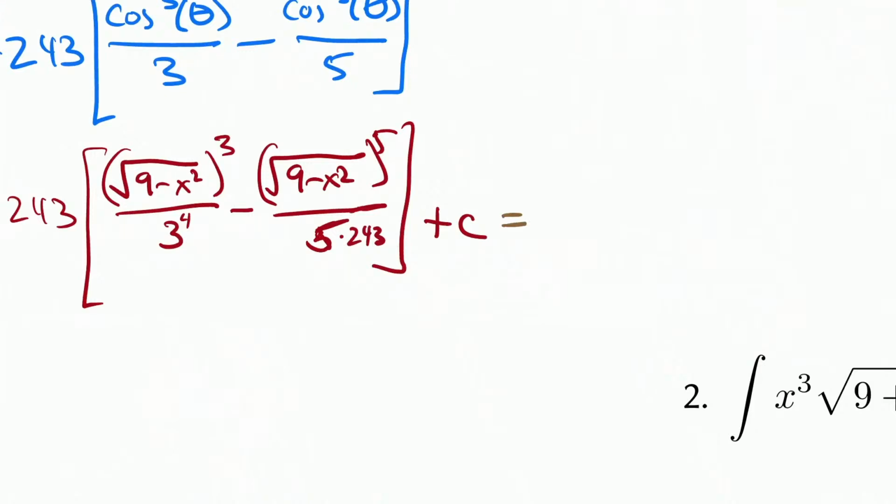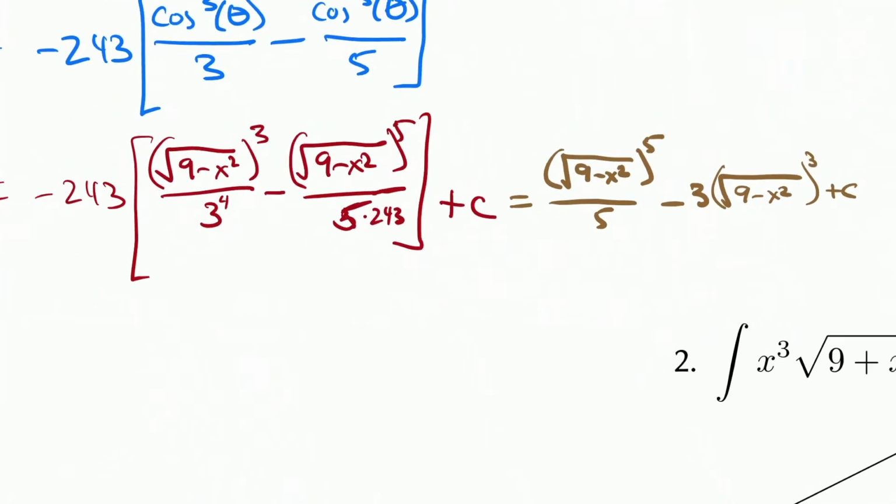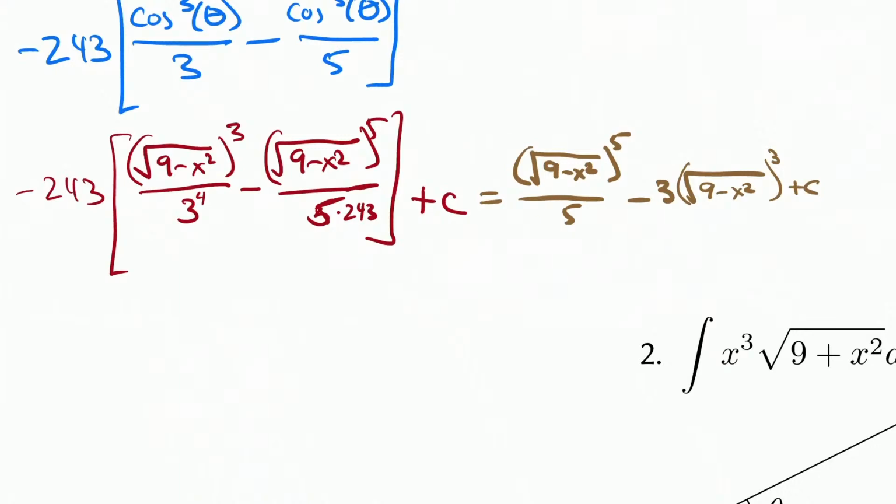So I might do this. How about this? Radical 9 minus x squared to the 5th over 5 minus 3 radical 9 minus x squared to the 3rd plus c. There, that works. So if you want to know where everything ended up, the negative over there made this one negative, this one positive. That's why I switched the order. But anything like this is fine too, either one of these.